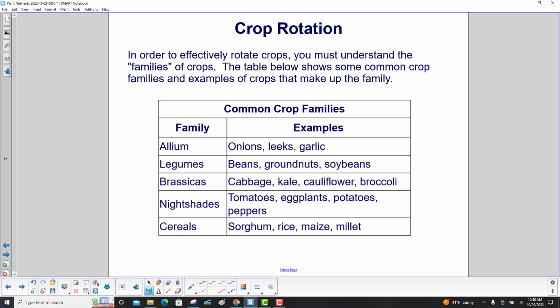In order to effectively rotate crops, you must understand the families of crops. The table shows some common crop families and examples of crops that make up the family. So we have allium, well that would be onions, leeks, and garlic. Legumes: beans, groundnuts, and soybeans. Brassicas: cabbage, kale, cauliflower, and broccoli. Nightshades: tomatoes, eggplants, potatoes, and peppers. And cereals: sorghum, rice, maize, and millet.